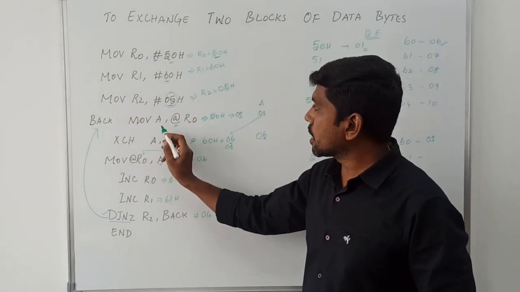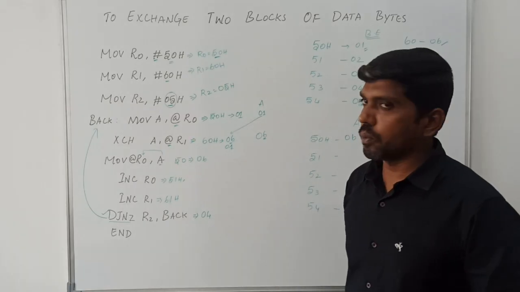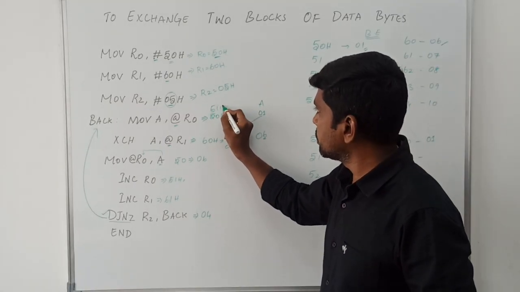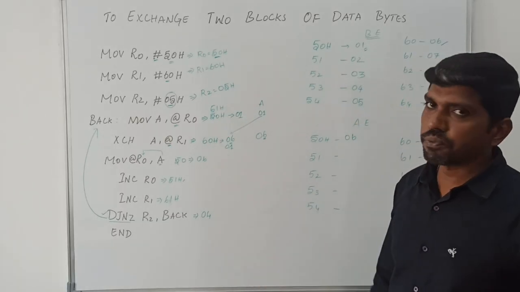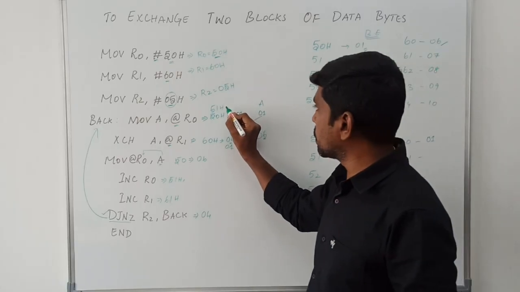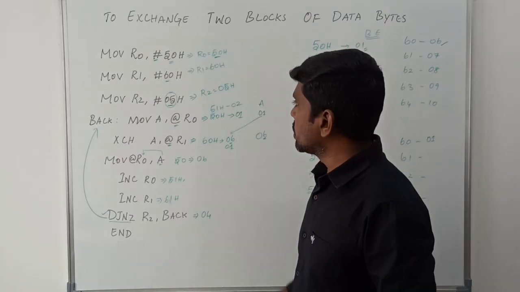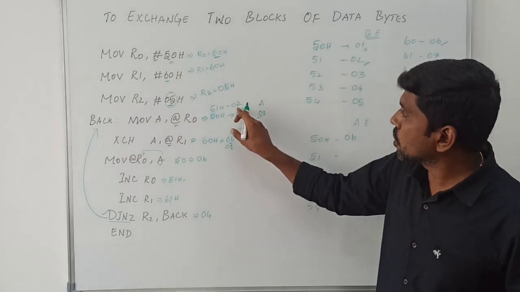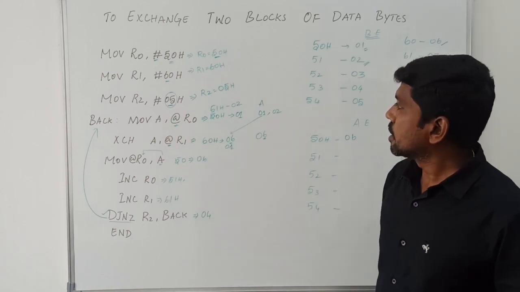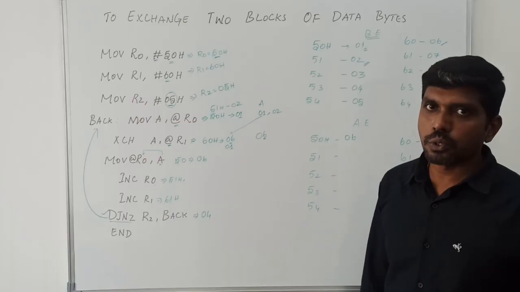Then MOV A, @R0. Now the R0 value is 51H. The R0 value is 51H, and 51H holds the data 02. The corresponding data is 02. So this 02 is transferred to the accumulator. Now the accumulator value is 02.